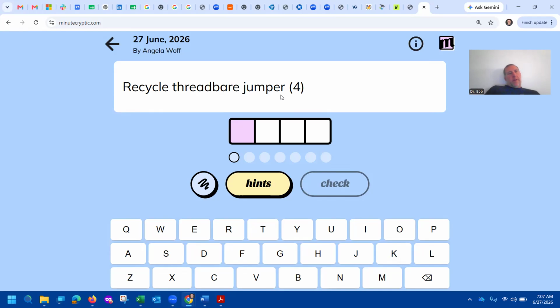I go back to the thought that I had. What is thread, and can I make it go away? Can I make something bare of thread? Thread could be like the inner part of something. I don't know that as a word. I don't know that as a word.